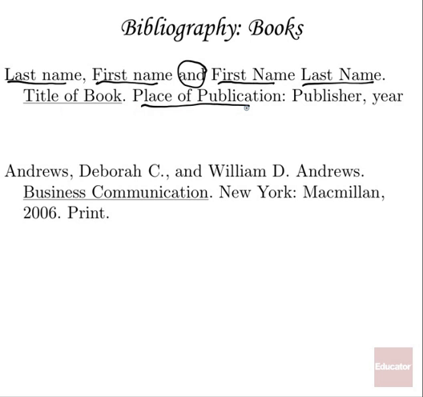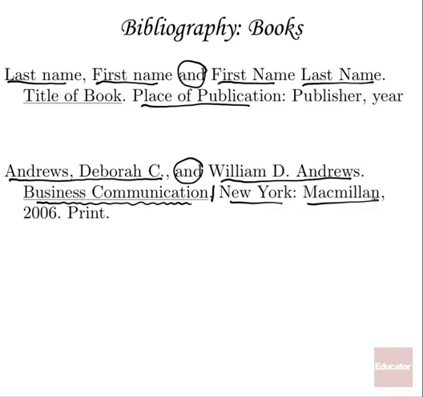Here's an example of a two-author book citation. Andrews, Deborah C. and William D. Andrews. Kind of weird that I'm putting first name, last name when I did last name, first name for that citation, but it doesn't really matter. Business Communication, underlined again. And then New York, Macmillan, 2006, print. Just so everybody knows that I accessed it in print. But it's a book. Most teachers are still going to assume that.